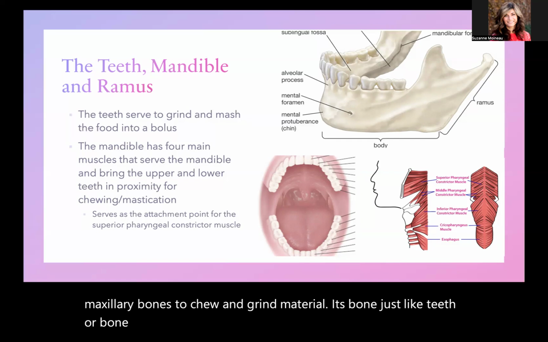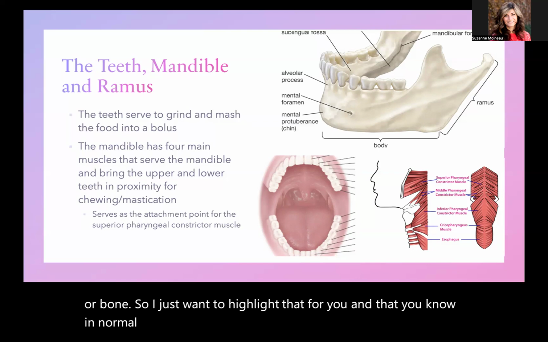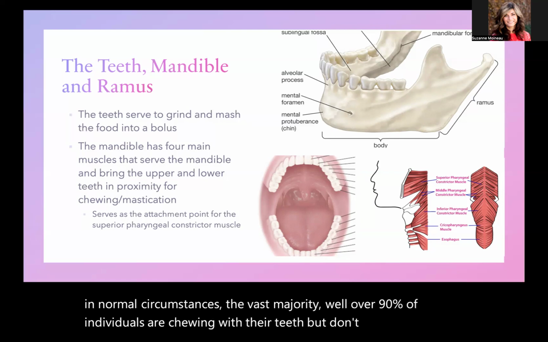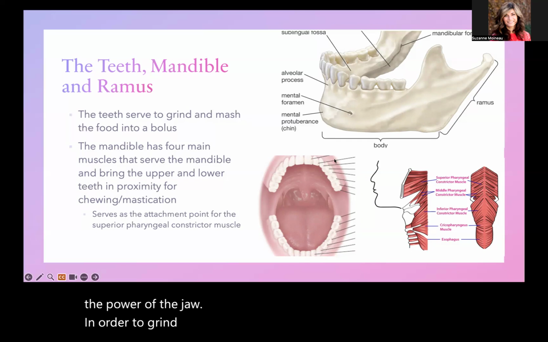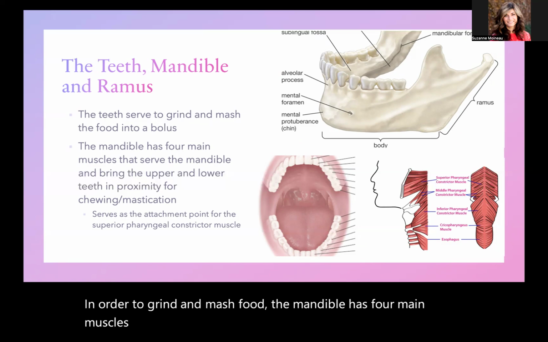So I just want to highlight that for you, and that, in normal circumstances, the vast majority, well over 90% of individuals are chewing with their teeth. But don't underestimate the power of the jaw bones in order to grind and mash food. The mandible has four main muscles that serve it and bring the upper and lower teeth in proximity for chewing and mastication.